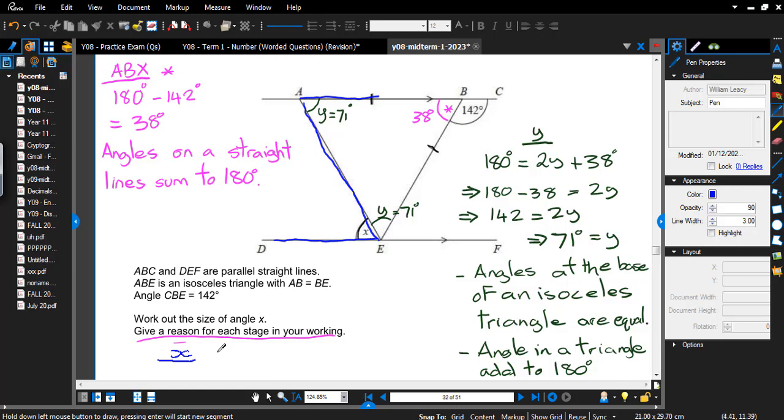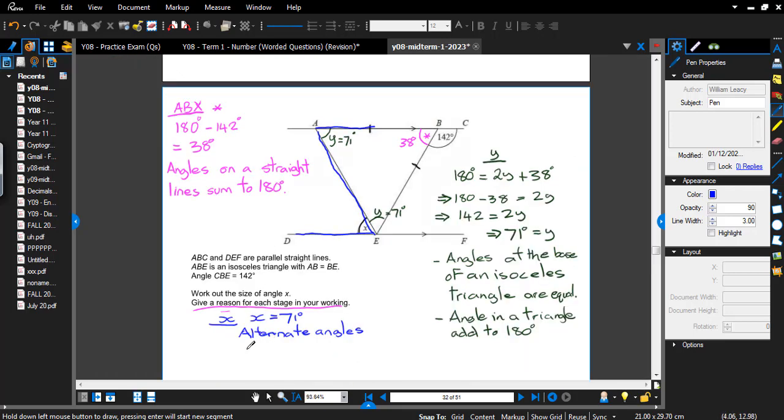So say x equals 71 degrees, y, alternate angles are equal. Alternate. It is one word, even though it doesn't look like it there. Alternate angles are equal. Cool, done. That's it. X is 71 degrees. Now, there is another way.